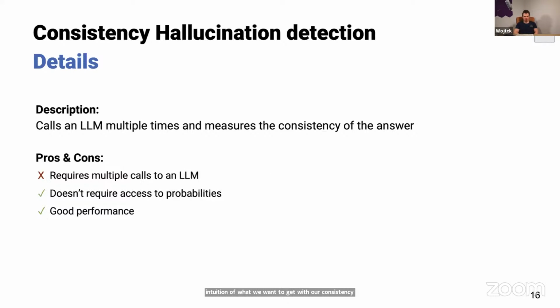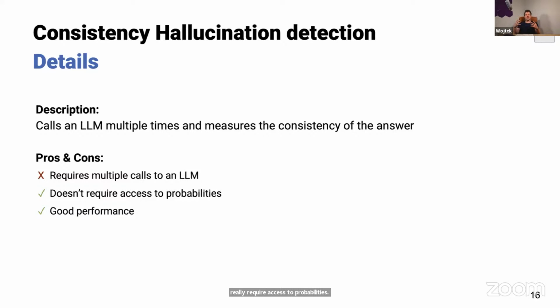How does it actually work? Well, first of all, it will just call an LLM multiple times with a different seed, for example, and then we'll measure the consistency of the answers. The question, of course, is how do we get different answers and how do we measure the consistency? Before we go there, a quick list of pros and cons. The pros are quite nice. The first one is that we don't really require access to probabilities.